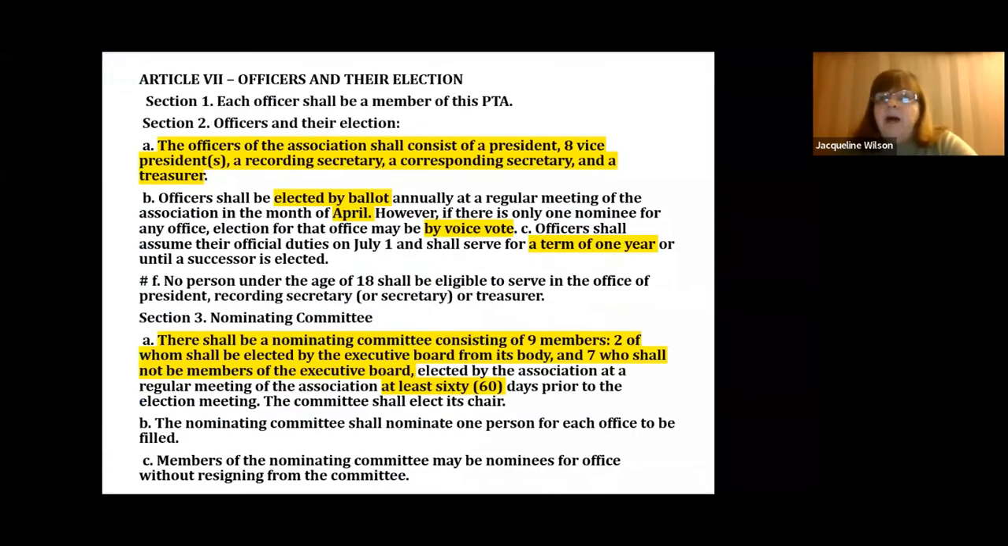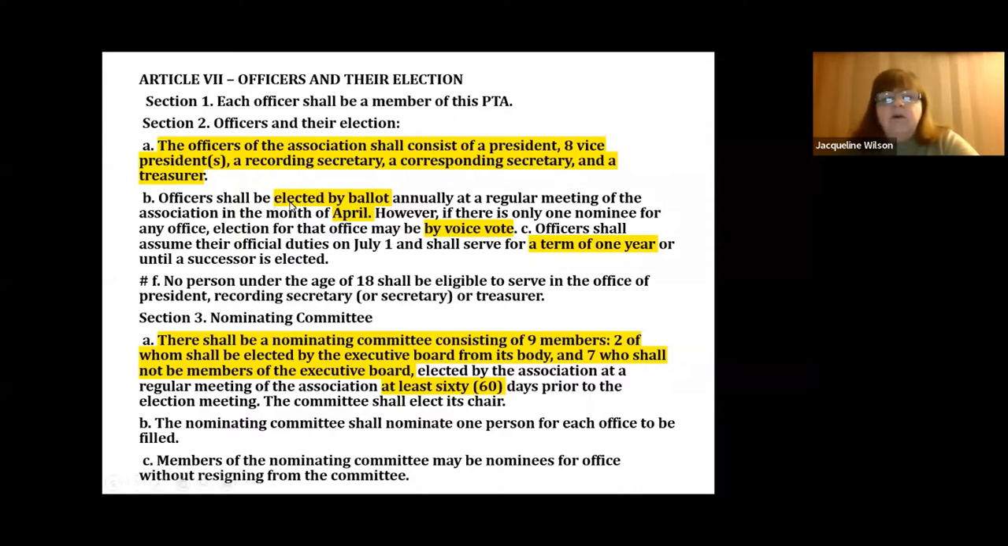So here's a sample bylaws from a unit, and I've highlighted those areas that the committee should make sure they are looking at when they get their bylaws, when they get their committee together. So first of all is, who are the officers of this association? This particular unit has a president, 8 vice presidents, a recording secretary, a corresponding secretary, and a treasurer. Your unit, of course, will have different officers, but the minimum number of officers must always be a president, a secretary, and a treasurer. So that is up to your unit's bylaws to let you know that.